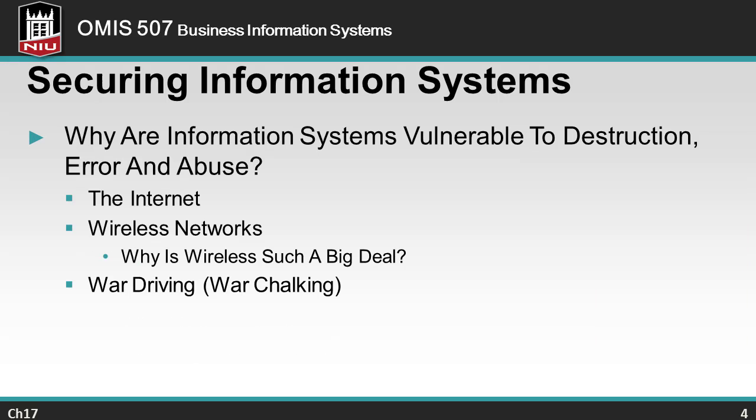Why are information systems vulnerable to destruction, error, and abuse? While the Internet gives you access to resources across the globe, it also gives others access to you and your systems. This poses a risk to your personal activities and the operation of your business. Your system can be connected using physical cables or, more commonly, wireless connections like Wi-Fi. Wireless connections work by having two devices where one transmits to the other over the airwaves.